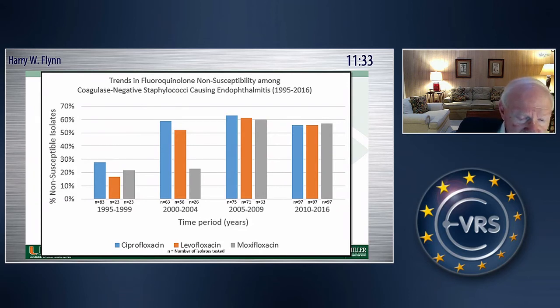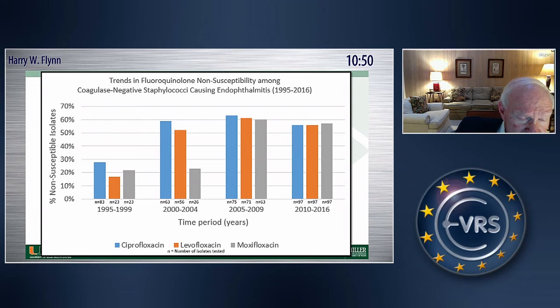This is a summary slide from a publication in the journal JAMA Ophthalmology by our group. We looked at isolates of coagulation-negative staphylococci between 1995 and 2016. We were able to test the isolates using frozen bacteria and to regrow them on culture plates and then to retest them against various fluoroquinolones. Even moxifloxacin, shown in gray, had relatively poor coverage.